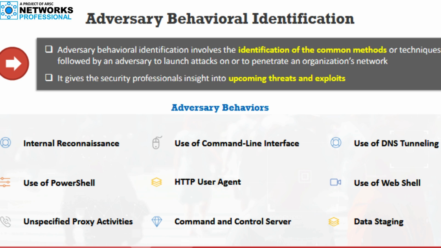Adversary behavioral identification involves the identification of the common methods or techniques followed by an adversary to launch attacks to penetrate an organization's network. It gives security professionals insight into upcoming threats and exploits. It helps them plan network security infrastructure and adapt a range of security procedures as prevention against various cyber attacks.